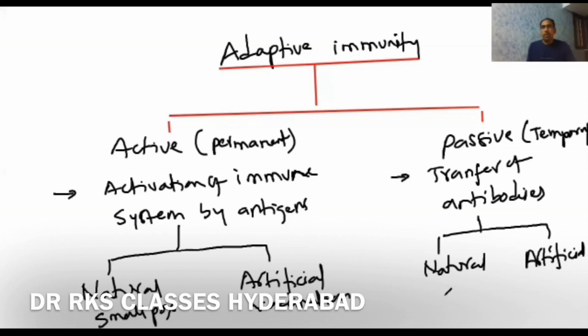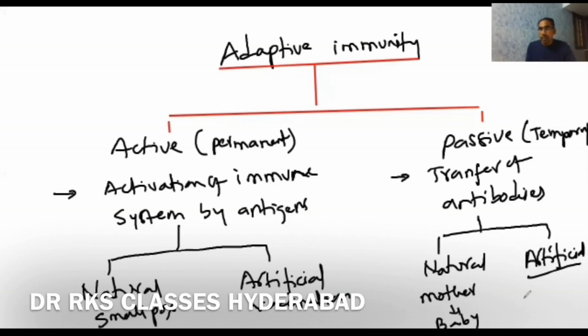Best example for natural passive is transfer of antibodies from mother to baby during breastfeeding. I think you know in colostrum we can observe IgA antibody, and IgG can also cross through placenta and reaches the fetus. As the immune system is very primitive in newborns, these antibodies which come from mother can fight with the infection temporarily until the baby develops its immune system.